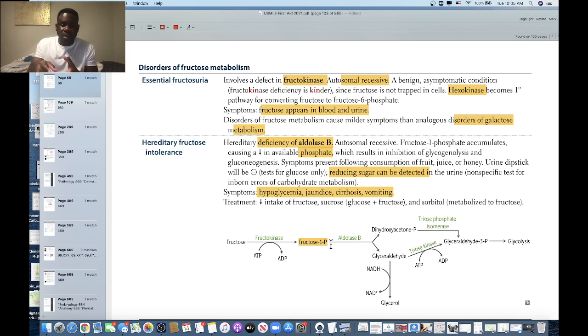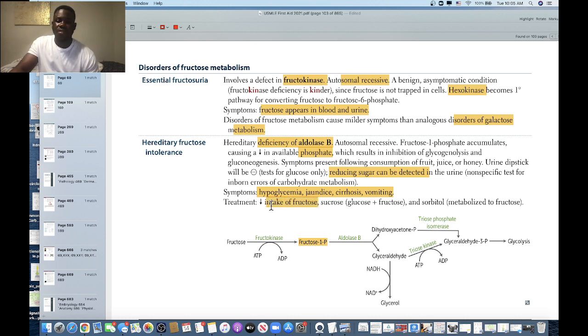Now, if I also take galactose 1-phosphate accumulation, it's also going to cause pricking of the liver. So anywhere you see 1-phosphate, fructose 1-phosphate, galactose 1-phosphate, liver problem will be there. That's how I remember it. Now, treatment is decrease in fructose.